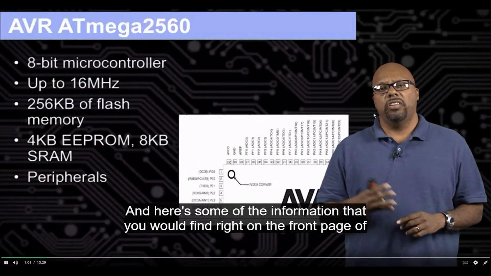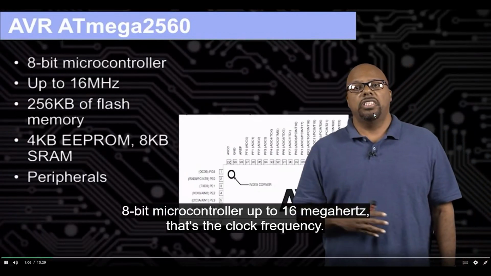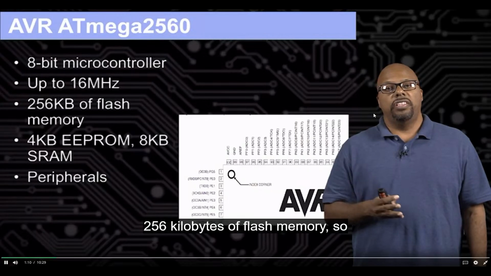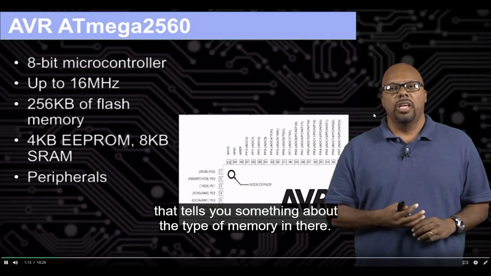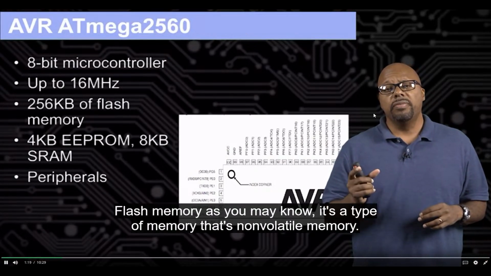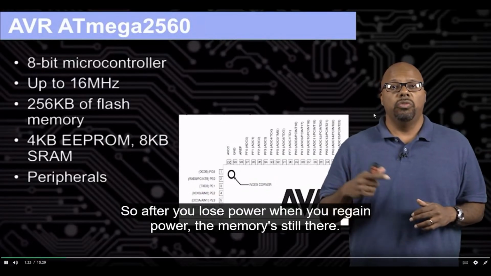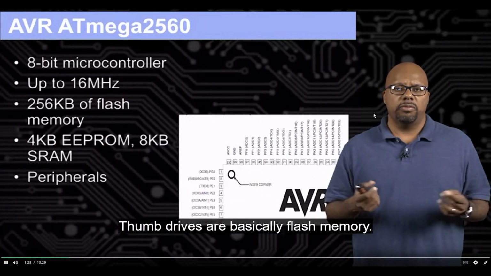And here's some of the information you would find right on the front page of the data sheet: 8-bit microcontroller, up to 16 megahertz. That's the clock frequency. 256 kilobytes of flash memory, so that tells you something about the type of memory in there. Flash memory, as you may know, is a type of non-volatile memory. So after you lose power, when you regain power, the memory is still there. So you see this in thumb drives. Thumb drives are basically flash memory.